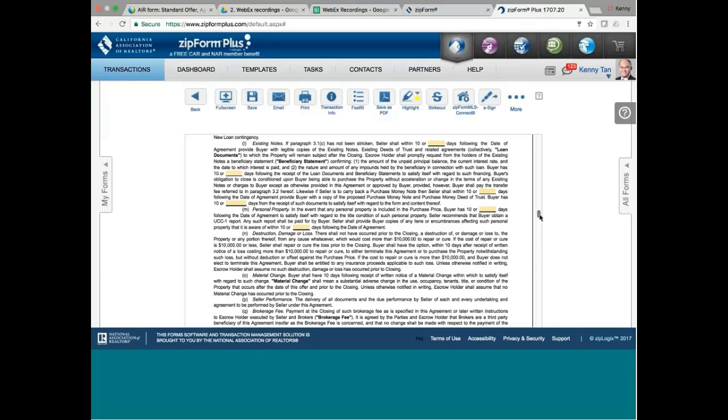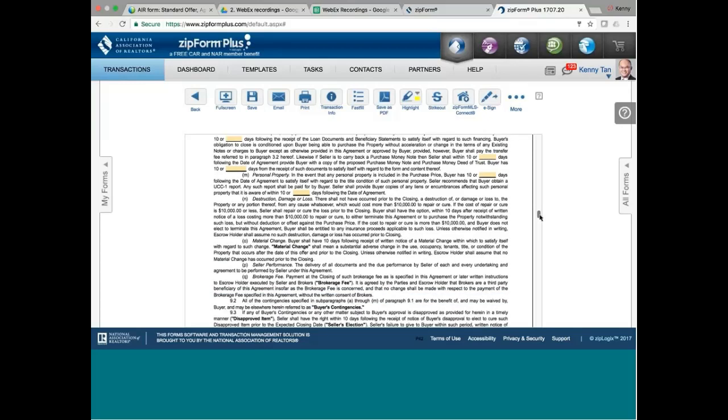Destruction. This one talks about what if a bad incident happened, the building is destroyed or damaged. Then this provision will kick in. We're not going to worry about that. Okay.